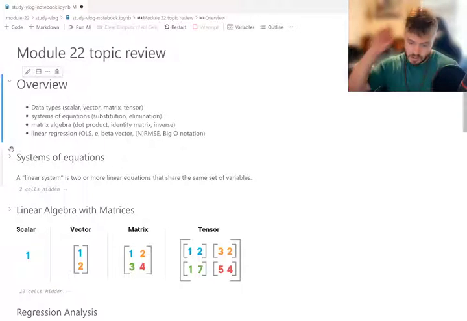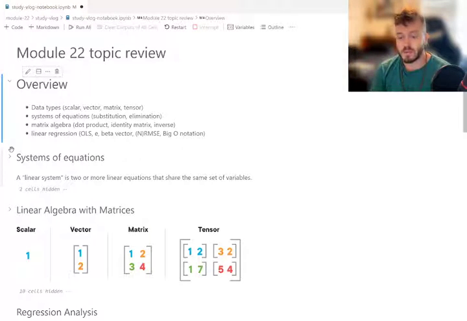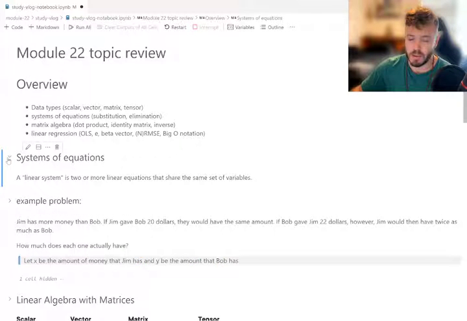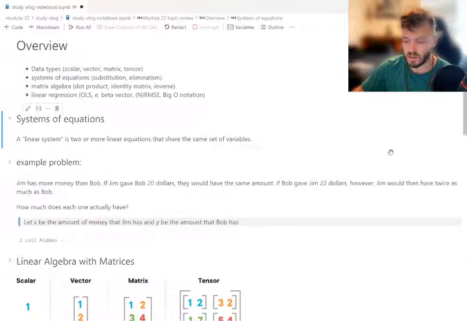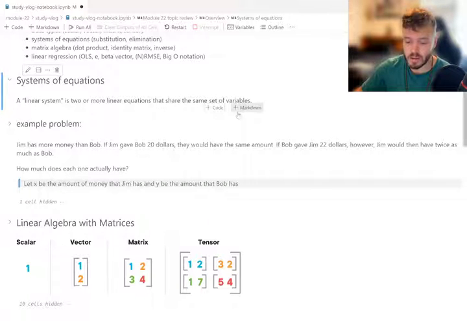A system of equations is basically, right here, 2 or more linear equations that share the same set of variables. So if you have m plus c equals 4, and then you have 2m plus 3c equals 6 or something like that. It's important that the 2 equations share the same variables. So you couldn't have m plus c equals 4 and then m plus x equals 5. That would not be exactly what we're talking about today, at least when we talk about systems of linear equations.